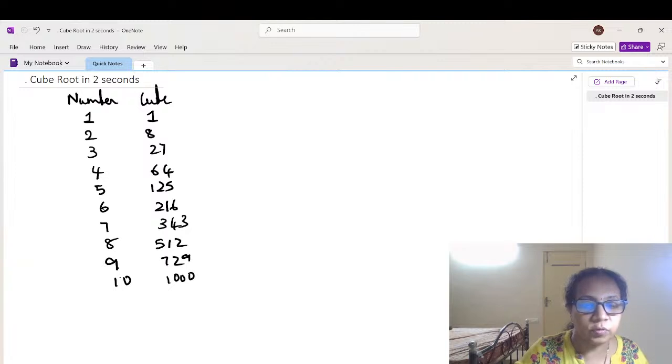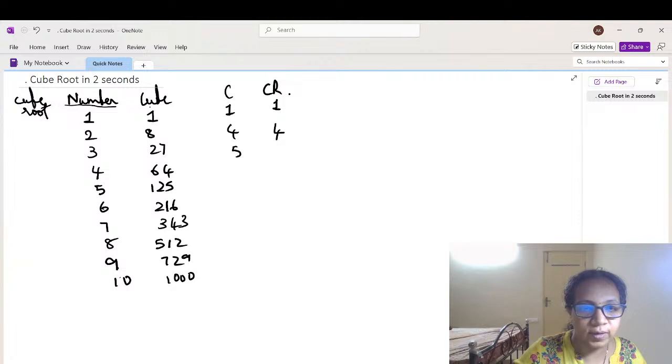So what do we observe from this? This is the cube of the number and this is the cube root. What we have written as number can also be called the cube root. When the cube of the number is 1, the cube root is also 1. When it is 4, the cube root is 4. When it is 5, the cube root is 5. When it is 6, the cube root is 6. When it is 9, the cube root is 9.